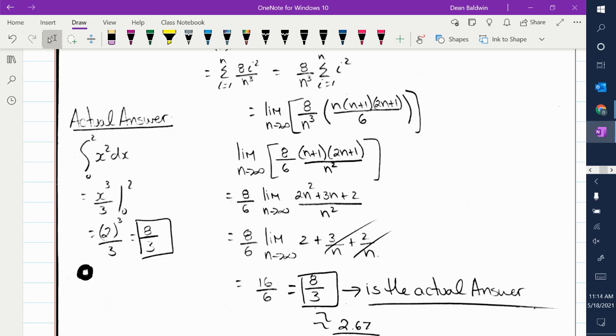I know. Yeah, it is. Oh, this is a different question. It's x squared. It's not the same function. Sorry.